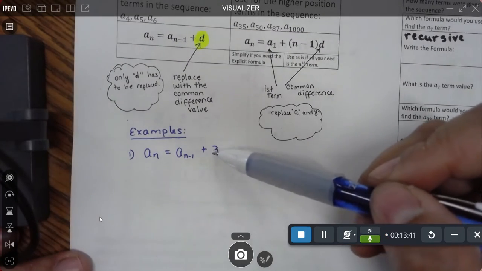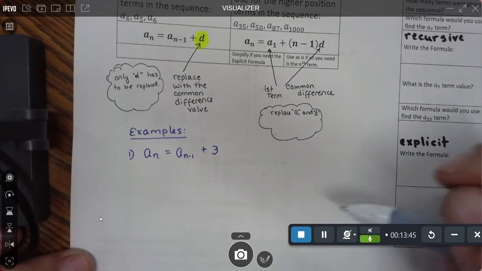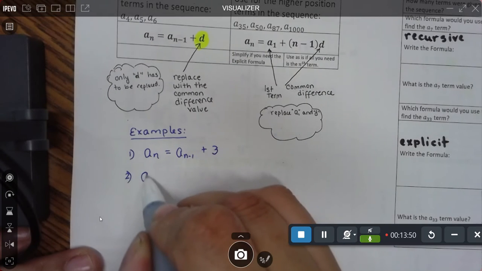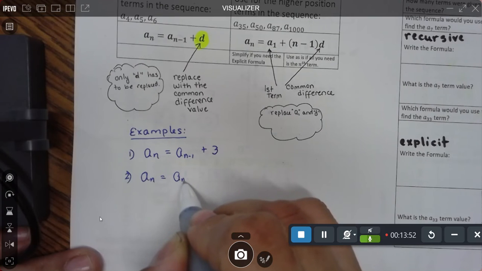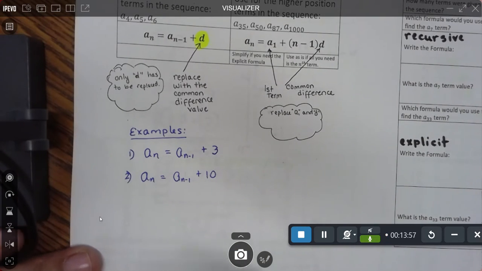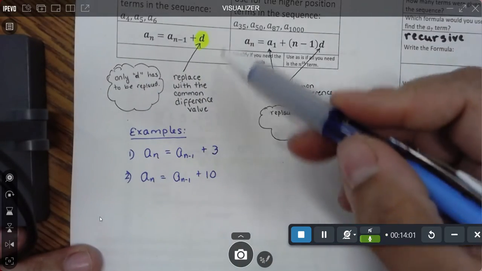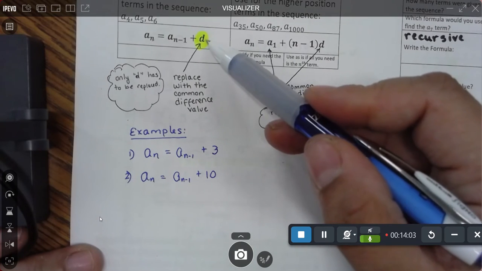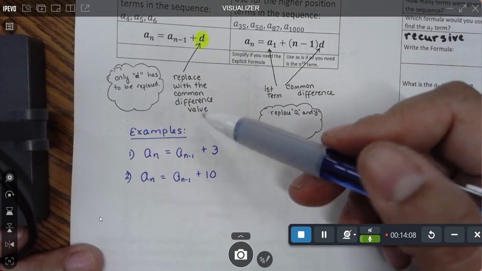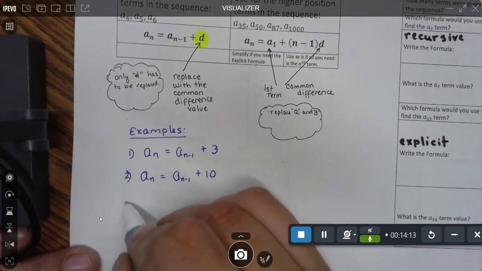All we did was substitute in a common difference of 3. You see? Let's say our common difference is 10. What does the recursive formula look like? A sub n equals a sub n minus 1 plus 10. You see? That's how you substitute into this formula. There's nothing scary. The only thing that you're putting a value in for is this. And I tried to tell you that through my little notes here. Does it convey that message? Yes or no?